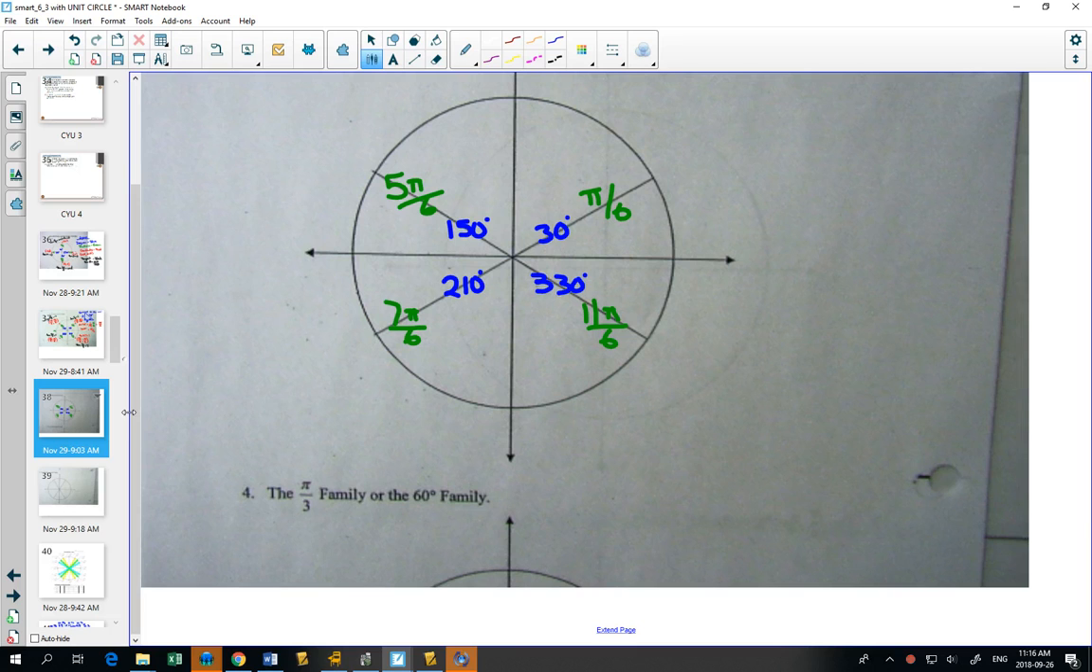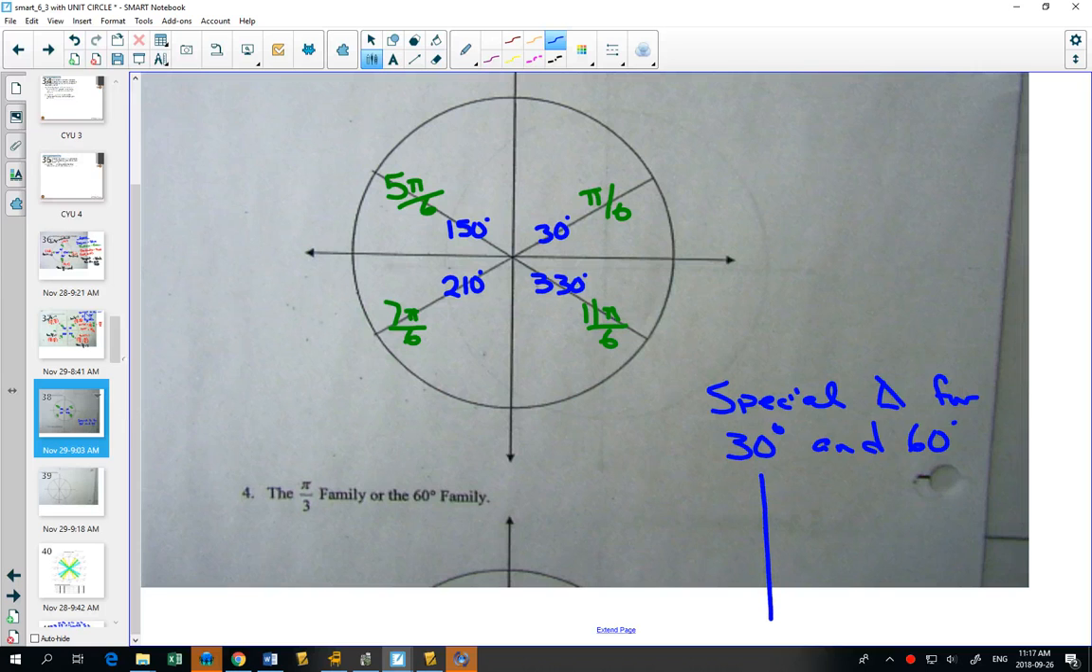Now you have some space in this area of your paper, so I would like you, in this space, to write special triangle for 30 degrees and 60 degrees. Why is it both? Well, if you draw a right angle triangle and you label one angle as 60 degrees, since they add up to 180, the other angle has to be 30 degrees.